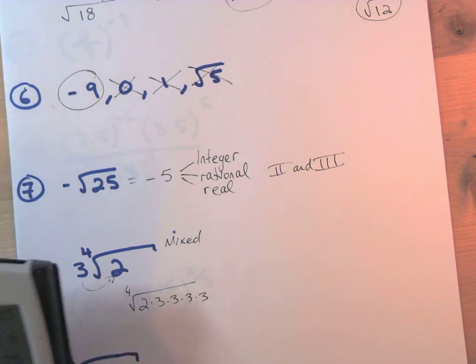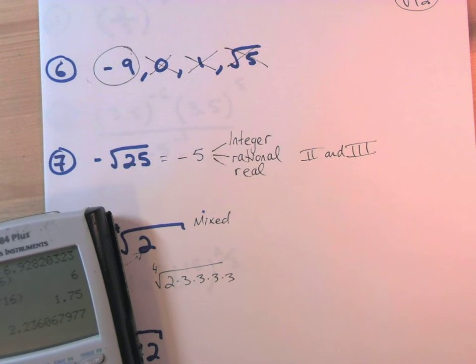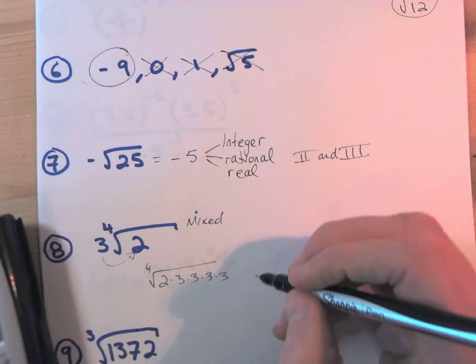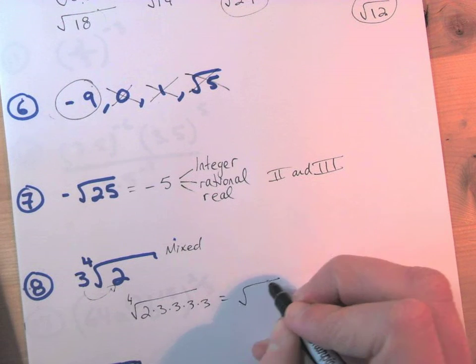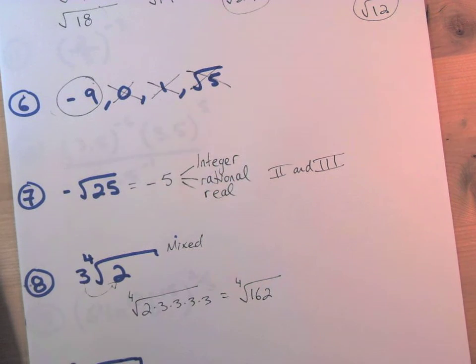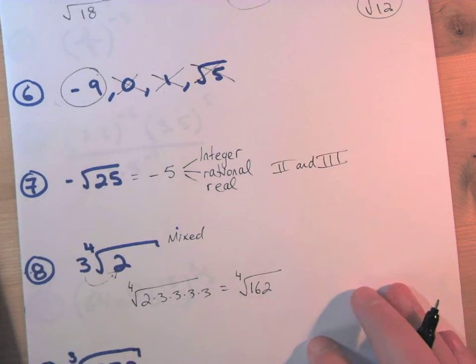Okay, now that's a big number. I won't be able to do that in my head. So I'm going to go 2 times 3 times 3 times 3 times 3, and we get 162. So we keep the same radical with the same index, and that's what our answer will be for that one.